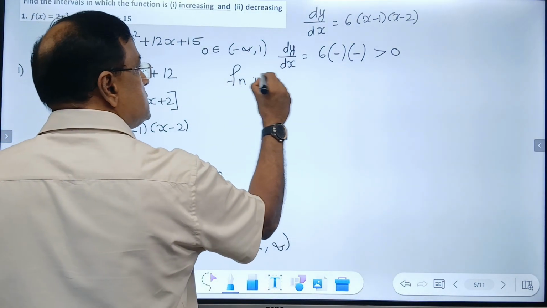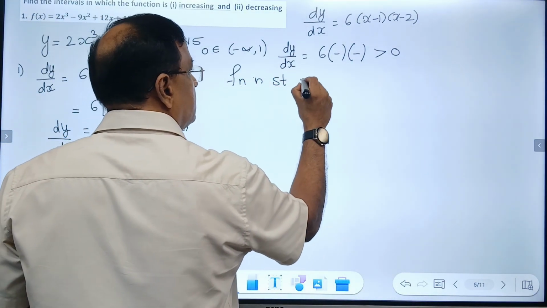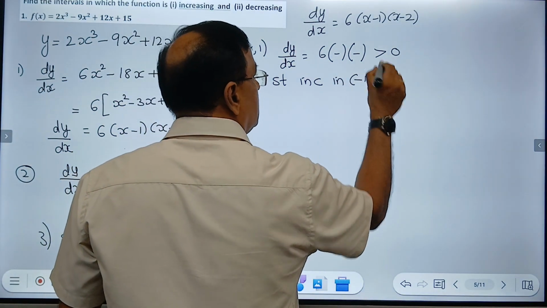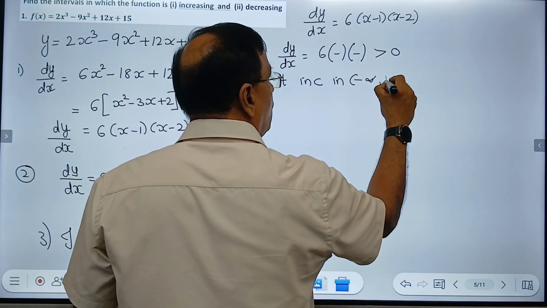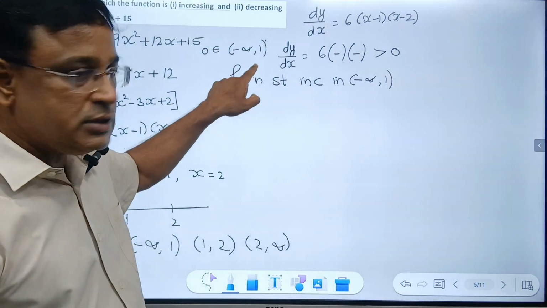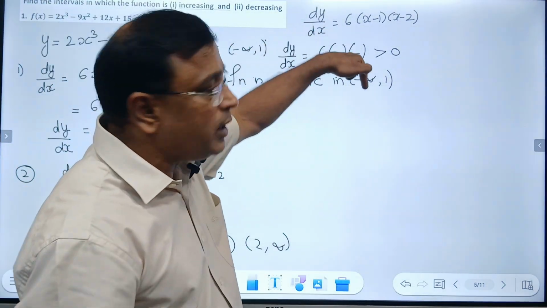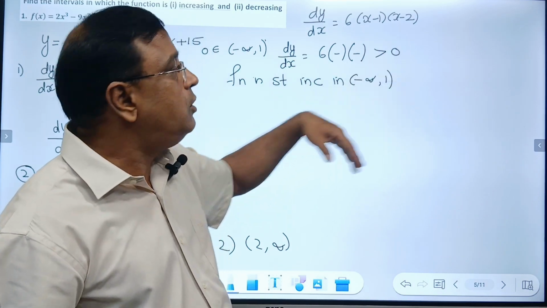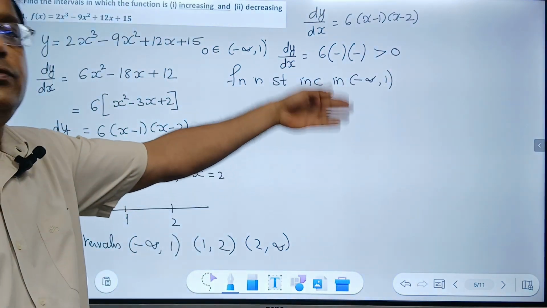So if dy by dx is positive, what do you say? The function is strictly increasing in minus infinity comma 1. If you put a closed interval, then you can choose 1. In that case, dy by dx will be greater than or equal to 0. Then you can say it is increasing. You don't need to say strictly increasing.